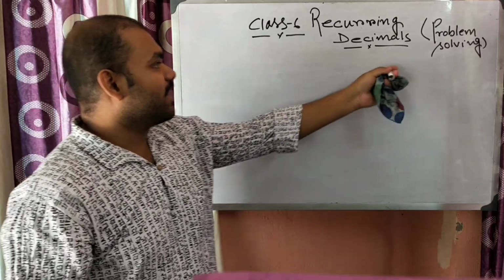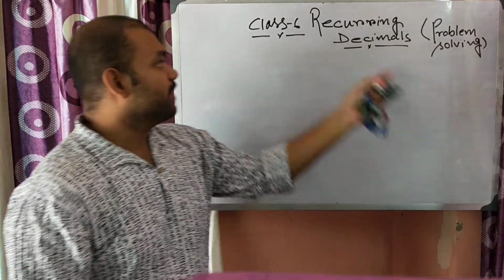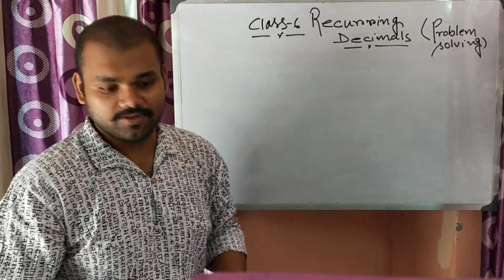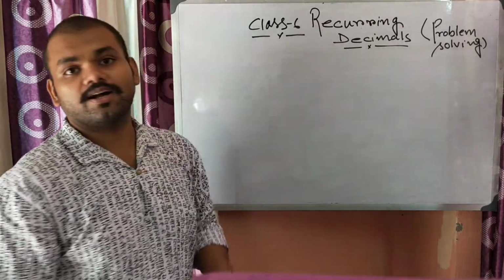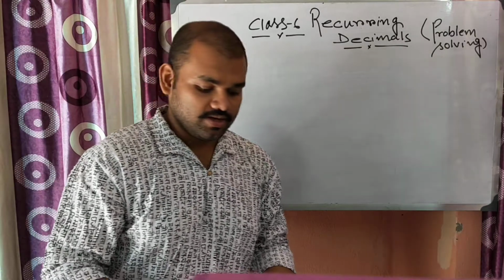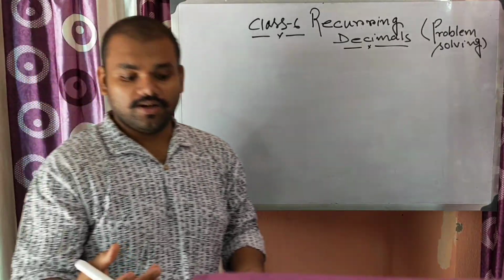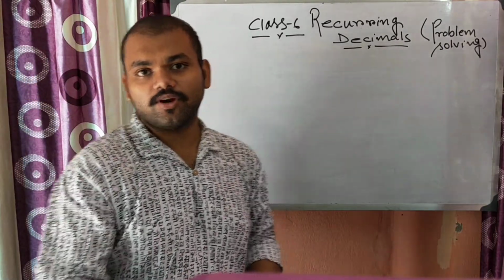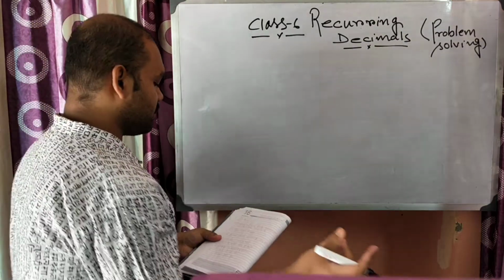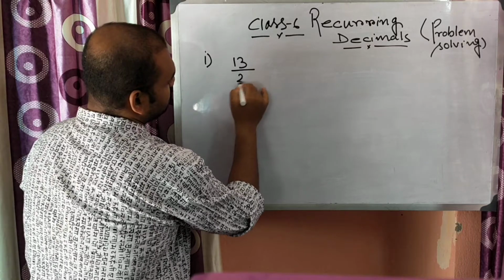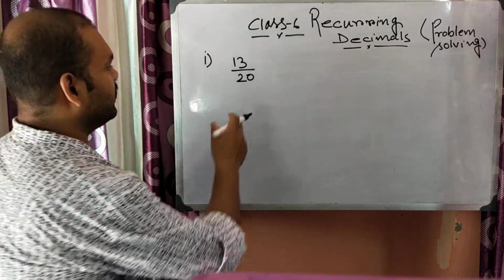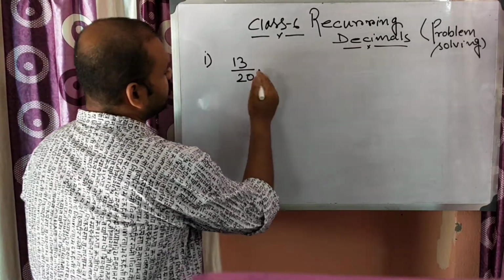Today we are trying to solve few problems based on the recurring decimal chapter. Our first problem is we need to find out whether a particular fraction comes to decimal in finite decimal or recurring decimal or infinite decimal. So first sum is 13 by 20. We need to find out whether it is recurring or non-terminating or terminating.